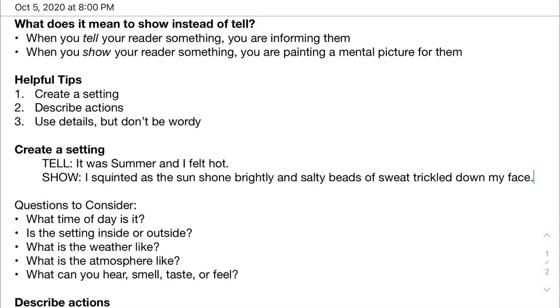And something to help you through this is to consider these questions. What time of day is it? Is the setting inside or outside? What is the weather like? What is the atmosphere like? Can you hear something, smell it, taste it, or feel it?